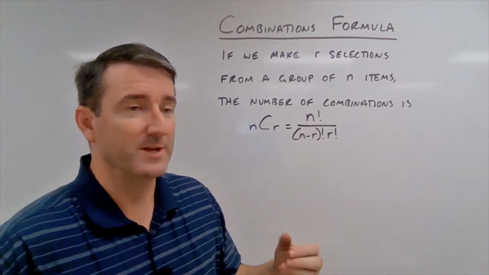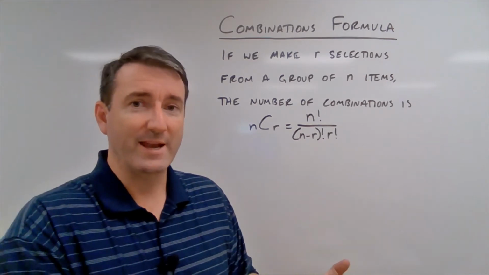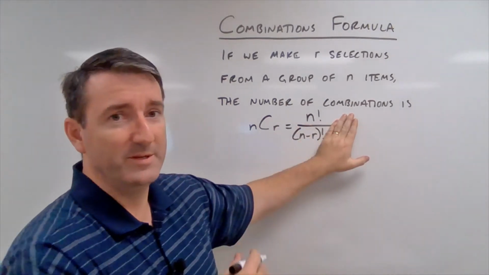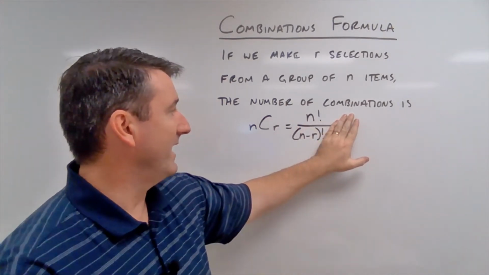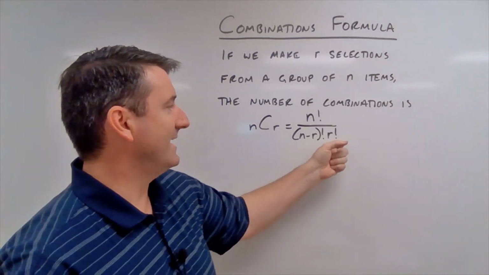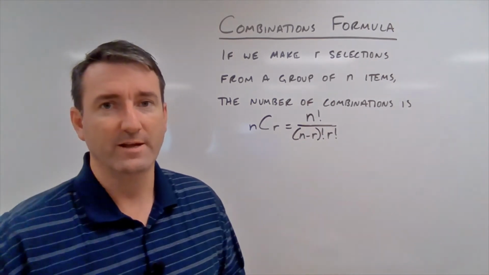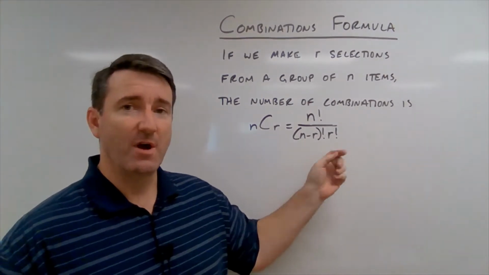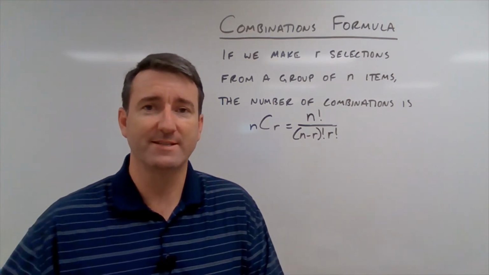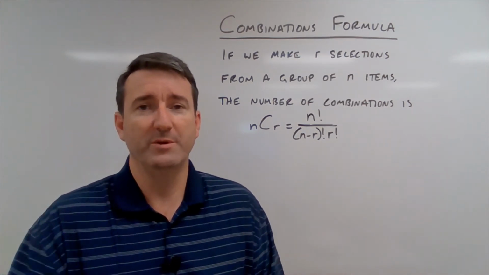Now, you may notice that this is very similar to the permutations formula that we had in the last video. In fact, if we covered up this r factorial, this is the permutations formula, n factorial divided by n minus r factorial. The combinations formula includes this extra r factorial in the denominator. So I want to explain where this extra r factorial comes from by doing the first example in this lesson and comparing it to the first example in the previous lesson on permutations.